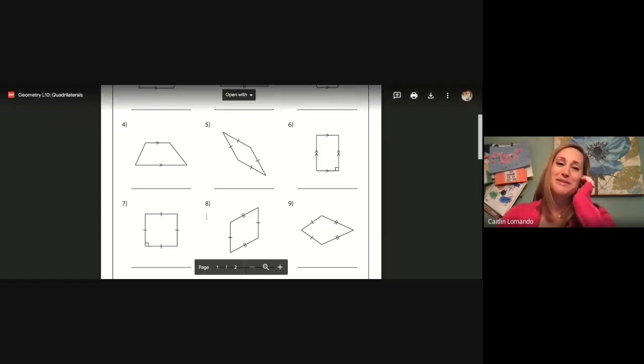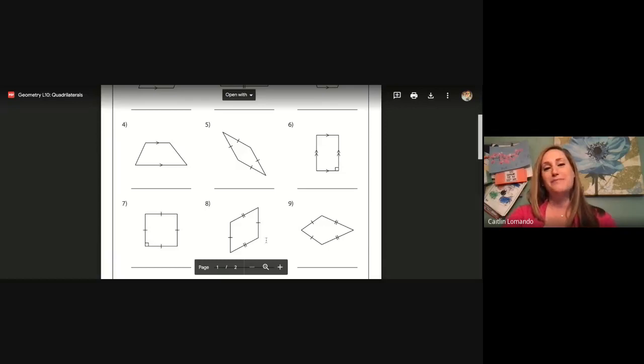And another one, number 7, I bet everybody will get. What is the name of this quadrilateral? We've been seeing this one since kindergarten, maybe before. Number 7 is also called a square. All right, let's look at number 8.